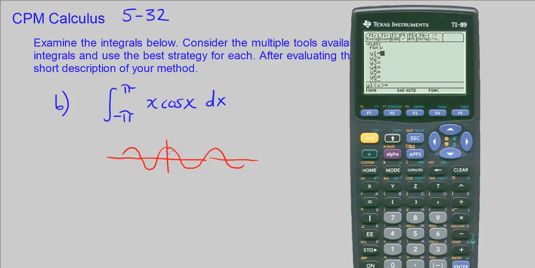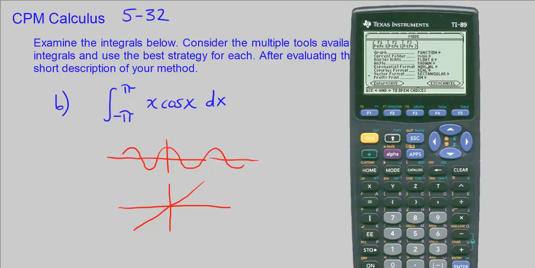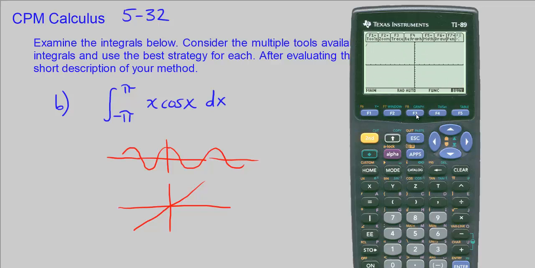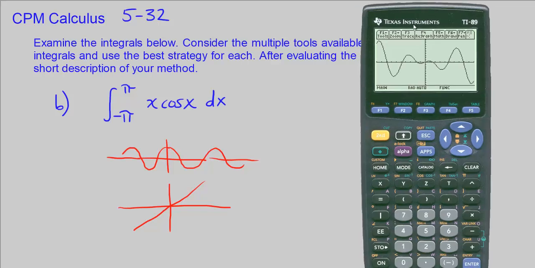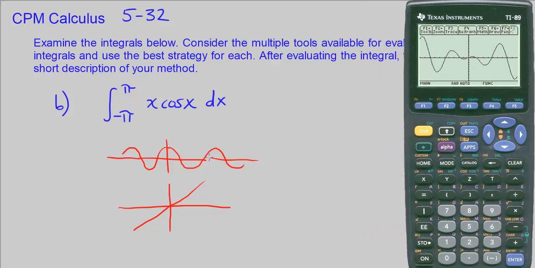Cosine of x we know is an even function, while y equals x, which looks like this, is an odd function. So when we multiply them, we're going to get an odd function. So let's go ahead and see this. x times cosine of x. Make sure your calculator is in radians mode, and then go ahead and graph. Right? So that's exactly what we expected.